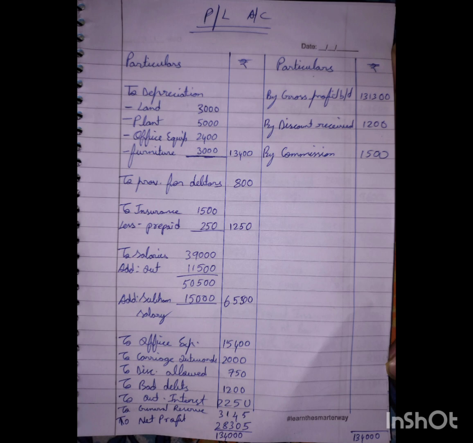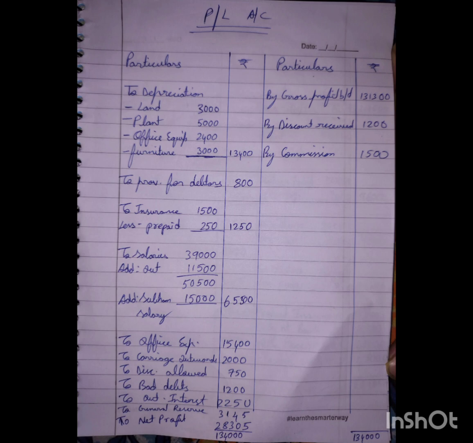Next is outstanding salary of 11,500. This is salary to the employees. Basically salary is a P&L item. So salaries will be shown on the P&L debit side, and in that salaries we will add the outstanding salaries of 11,500. Outstanding salaries is also a liability amount. It will go on the balance sheet liability side.